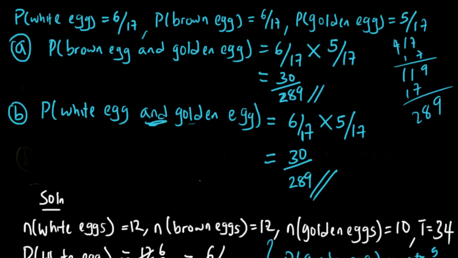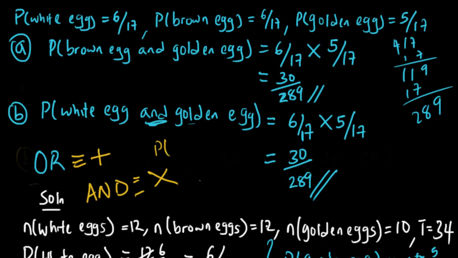Do you understand? So don't forget, in probability, when we have or, that will give us plus, and when we have and, that will give us multiplication. Now if you are given the probability straight up in the question, you just multiply. But if you are given the number of items, you have to find the probability first before you multiply. I hope you understand.